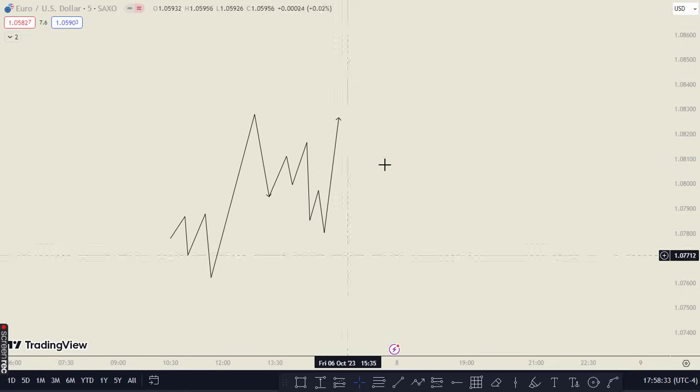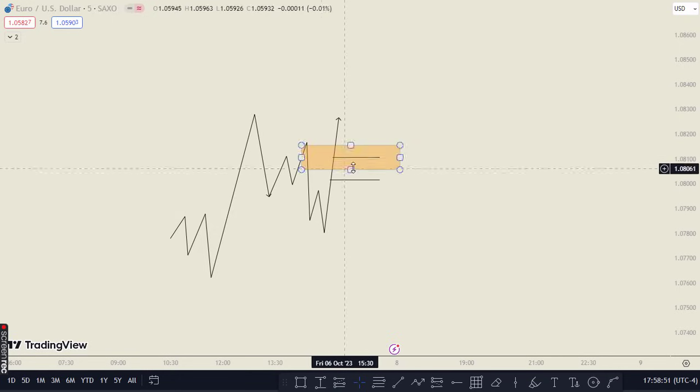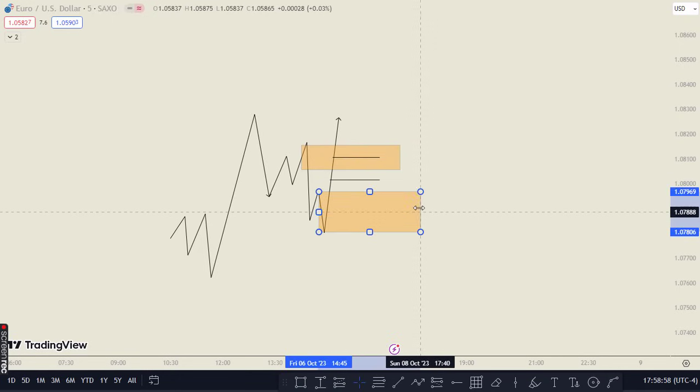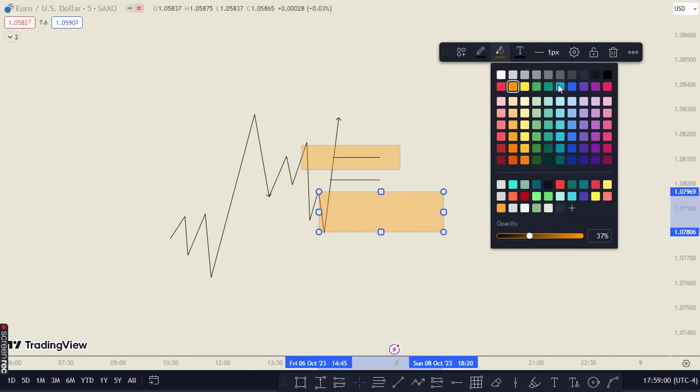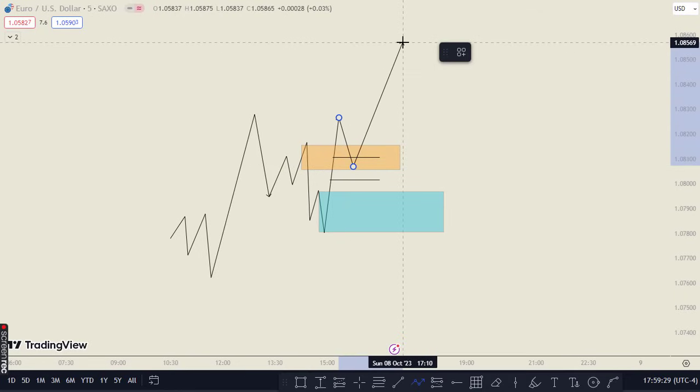So now we have a new structure in our hand, right? So this structure left a breaker block right here. It left a fair value gap and also left an order block. So we have a breaker block, we have a fair value gap, and we have also an order block right here. And also we have this swing low right here. So this is also considered as an array. All right. So now we are expecting some kind of a retracement to one of these PD arrays, right? And price continues to the upside and eventually reaches your TP, right?